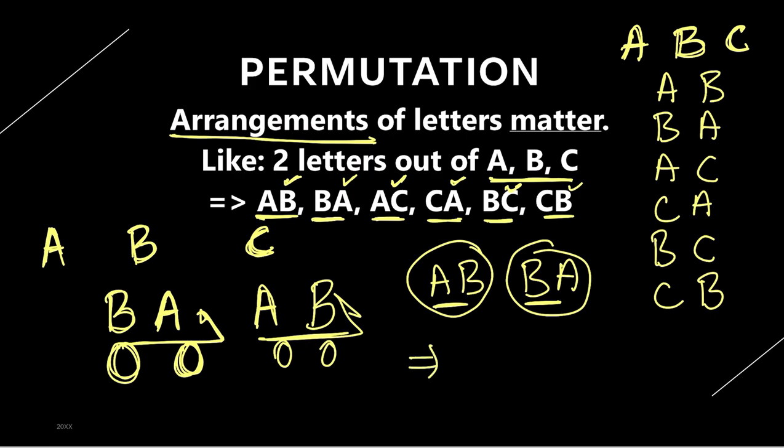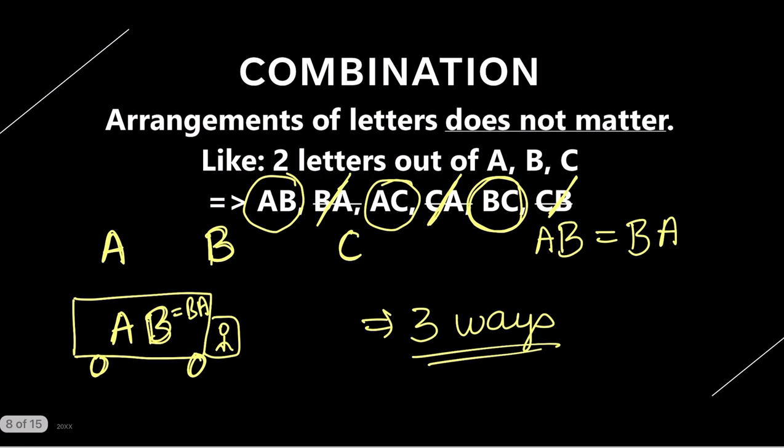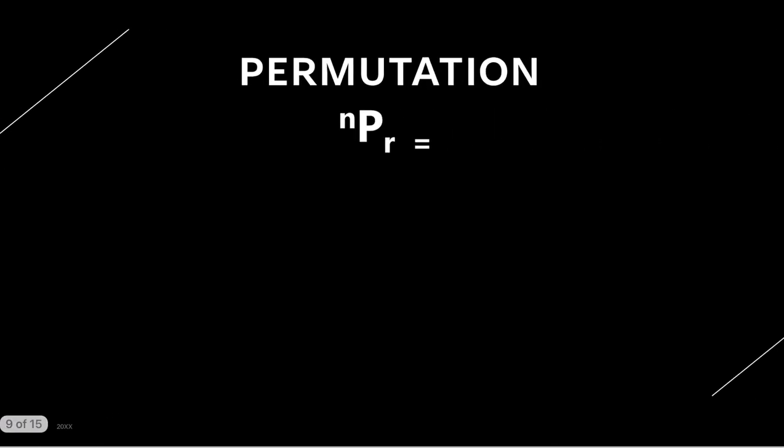And when the sitting arrangement matters, very important, there are a total of six ways of doing this. Six ways and three ways, right? When we move on, we will see the formula for it. But for now, I hope you understand: when the sitting arrangement matters, that is permutation. When the sitting arrangement does not matter, that is combination. Now, the formula for permutation.